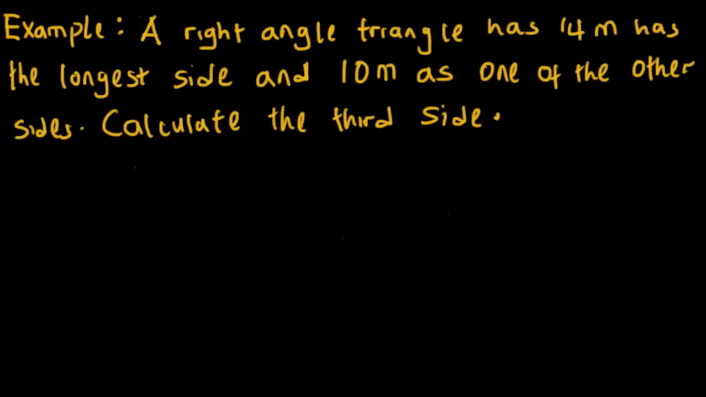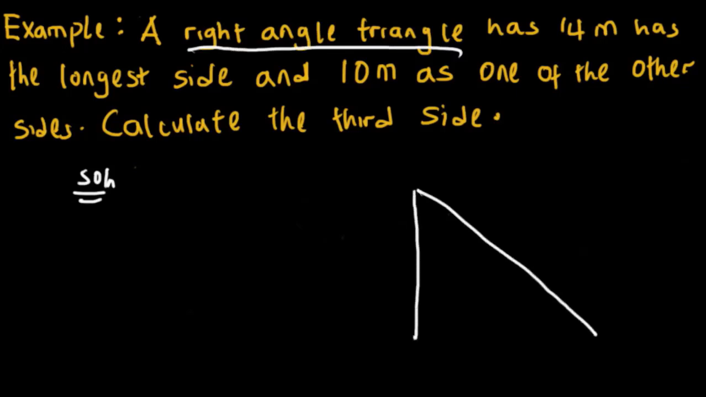So in this question, we have a right angle triangle with 14 meters as the longest side and 10 meters as one of the other sides. Calculate the third side. Now this is interesting. For me, the first thing I'm going to do is to represent this in a diagram. The first thing I know is that it's a right angle triangle, so I'm going to just draw a right angle triangle.